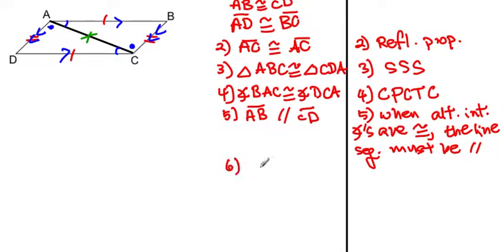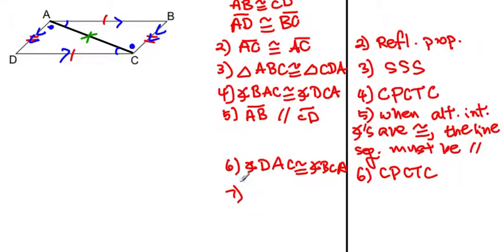Step number 6. Similarly, angle DAC must be congruent to angle BCA. Same reasoning, CPCTC. Then statement number 7, we can say that the other pair, line segment AD, must be parallel to line segment CB. Same reasoning as 5, so I'm just going to write down same as 5.